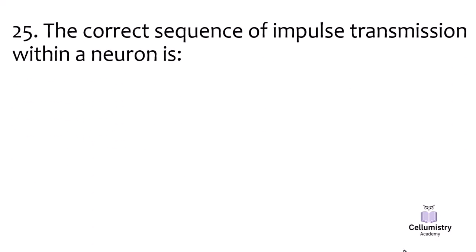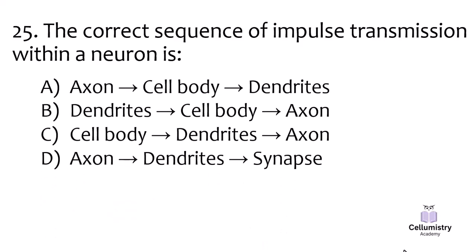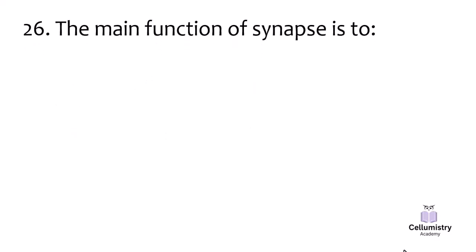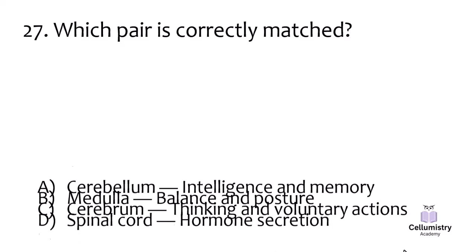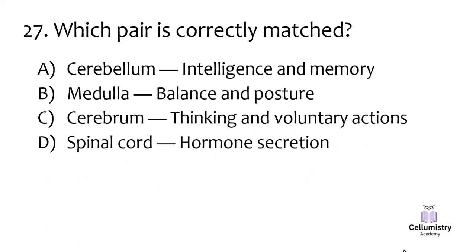The correct sequence of impulse transmission within a neuron is. Answer is B. Dendrites to cell body, then axon. The main function of synapse is to. Answer is C. Transfers impulses from one neuron to another. Which pair is correctly matched? Answer is C. Cerebrum, thinking and voluntary action.